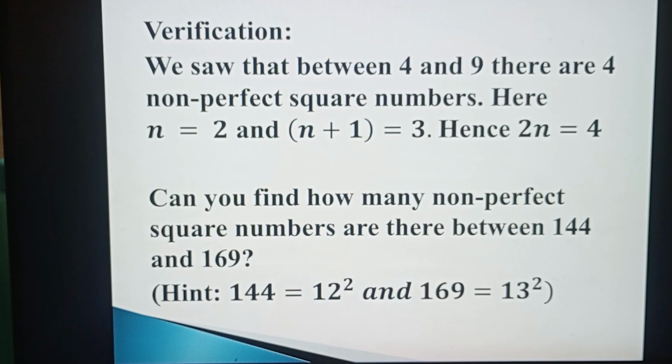Now here's a question for you. Can you find how many non-perfect square numbers are there between 144 and 169? You know very well that 144 is equal to 12 squared and 169 is equal to 13 squared.